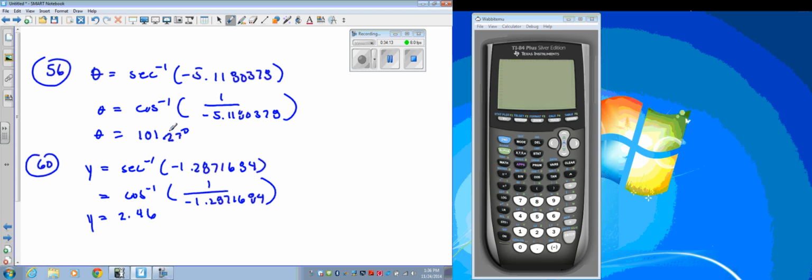And then the same thing for cosecant applies. I'm going to go to the next section.